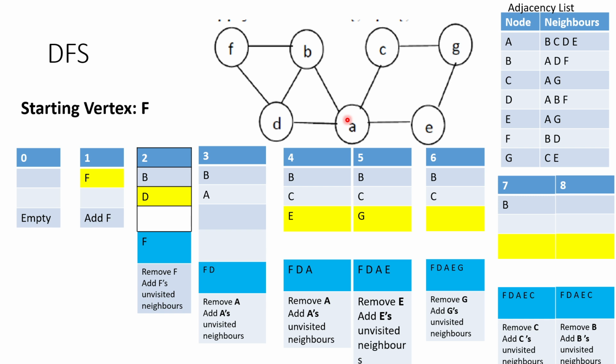For A, all its neighbors you add: B, C, D, E. D, B are there already. C also, like that. All its neighbors you have to add. Here E is at the top of the stack. Always in this process, the top of the stack will be removed. E will be removed from the stack next.